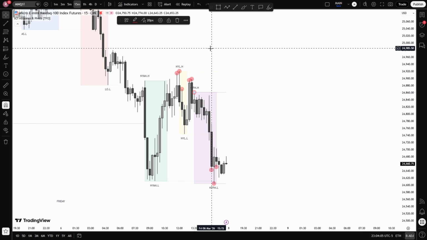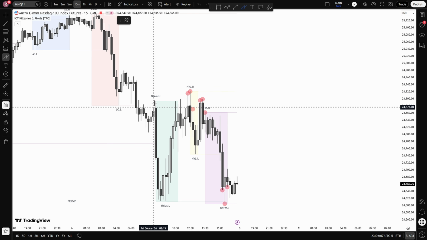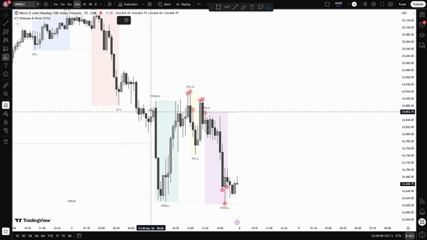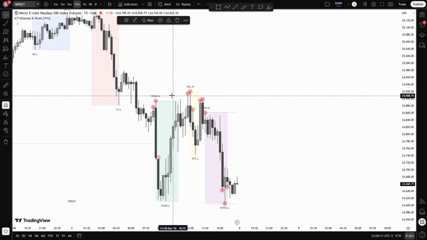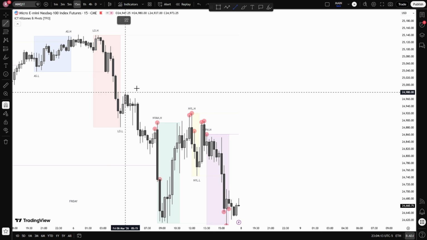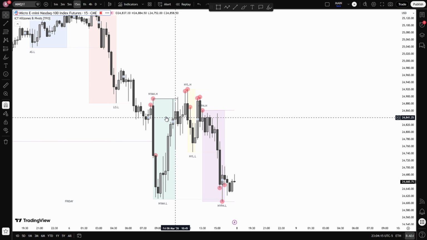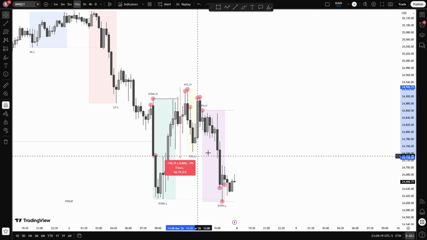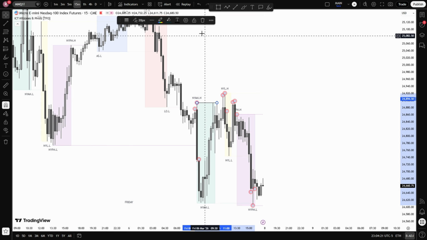We do not need to mark every single swing high and swing low that the market creates. Yes, many of them can give reactions when price returns to them, but most of the time the reaction is not strong enough to give the move we are looking for. So the question becomes, which swing points actually matter?